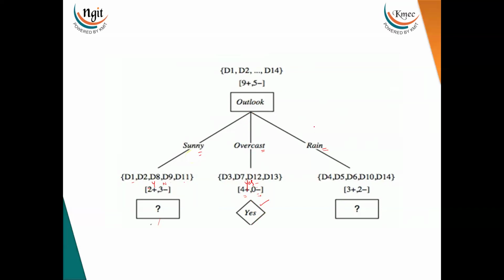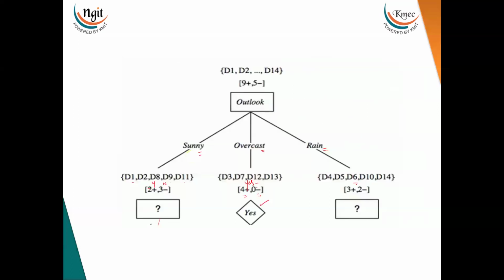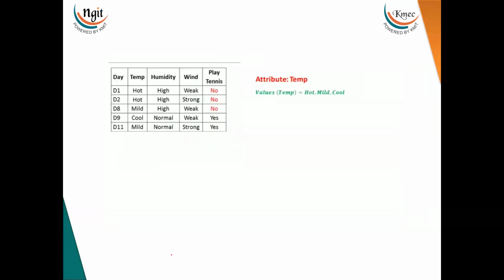Then coming to the rain, you can see rain we have D4, D5, D6, D10, D14, noted here. In this we have 3 plus 2 minus, that is 3 yes, 2 no, where we can't decide whether it is a yes or no. Again we have to split this node. So this one we reached a final decision, but these we still have to split into further attributes. So let us see how we will continue further splitting of the decision tree.